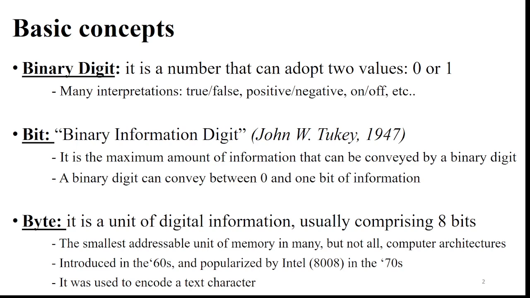Binary digit, so it's simply a number. And this number can have only two values. So it can adopt two values, either 0 or 1. So it's a number. It's either 0 or 1. It can represent various things, like, for example, true and false. So true, for example, is 1, false is 0, positive and negative, on and off. So either 1 or 0. We don't have other choices.